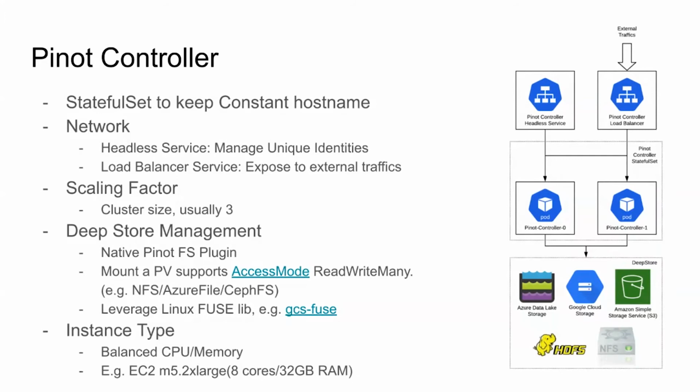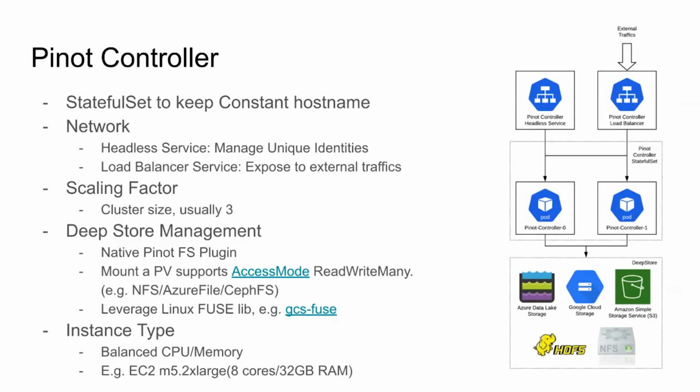From the network layer, we're going to have a headless service, which will manage the unique identities, so that within the namespace, all the other pods will be able to recognize Pinot-controller-0 as the pod name and be able to talk to this node. Meanwhile, we will have the load balancer service. It will expose the Pinot controller as the high-level service name. This will be exposed to the external traffic and also act as the load balancer, so that a request calling Pinot controller will be redirected to either Pinot-controller-0 or Pinot-controller-1.